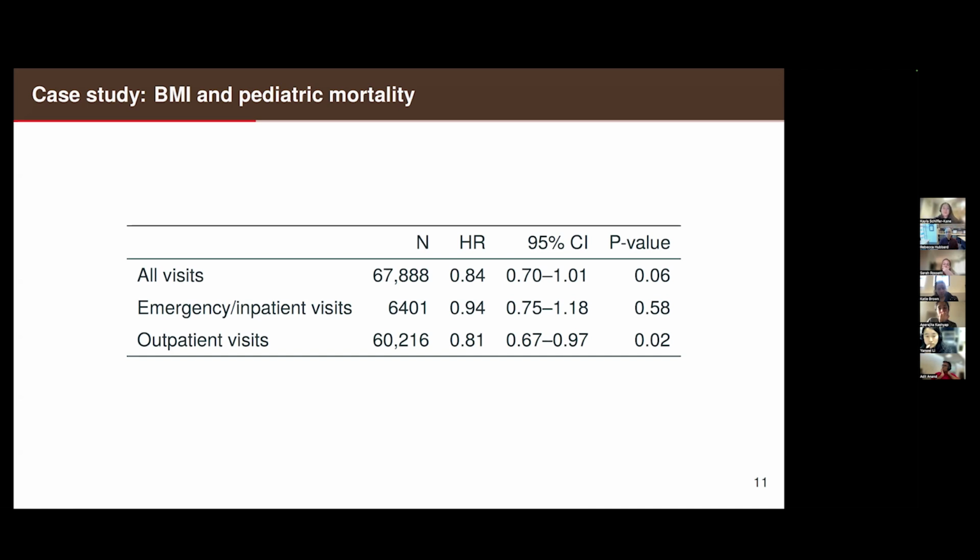If we look just at the ED and inpatient visits, which we have reason to believe are likely to be informative, we see significant attenuation towards the null. So we see an effect that's much closer to 1, is not at all statistically significant. And if we put those two together, we see something that's a little bit in between. It's still a negative association, but it's no longer statistically significant.